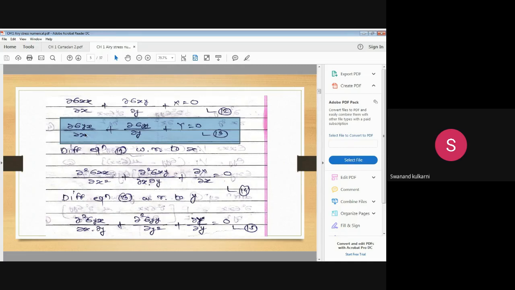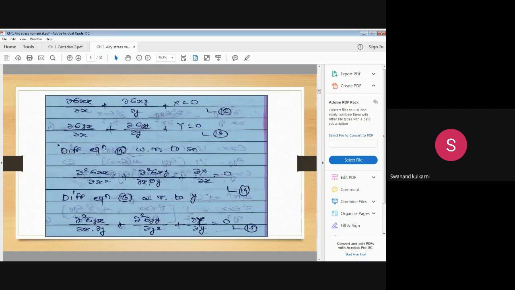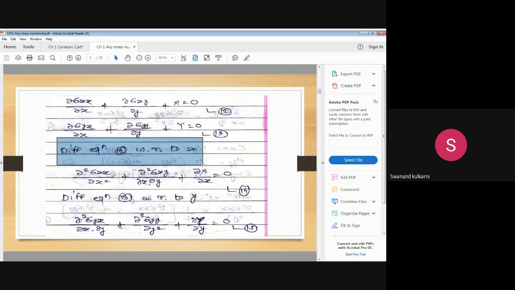So that is also the differential equation which we derived as an equilibrium condition. Is it okay? So these two equations we have considered here, equations 12 and 13. If we differentiate equation number 12, then we will get ∂²σxx/∂x² plus ∂²σxy/∂x∂y plus ∂X/∂x is equal to 0. This is equation number 14.